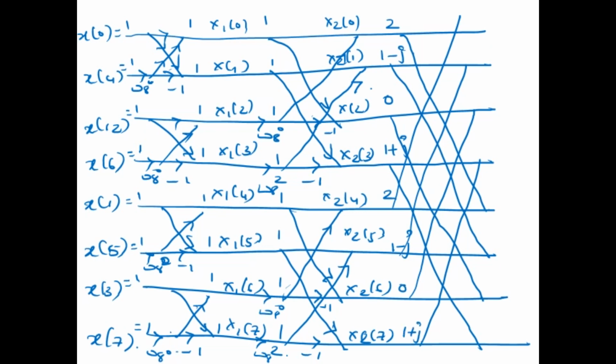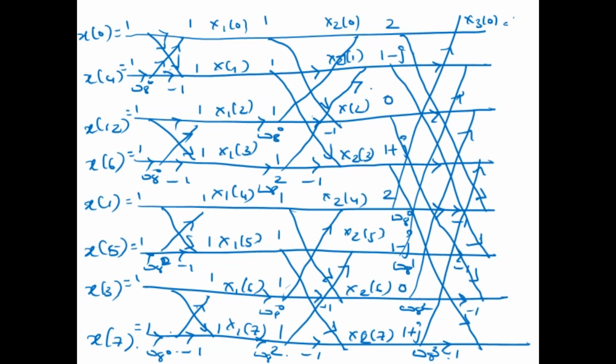It should be multiplied by, so initially we'll put the arrow marks for this. Should be multiplied by minus 1, minus 1, minus 1. This is omega 8 of 0, omega 8 of 1, omega 8 of 2, and omega 8 of 3. And we have the answers for the third stage.